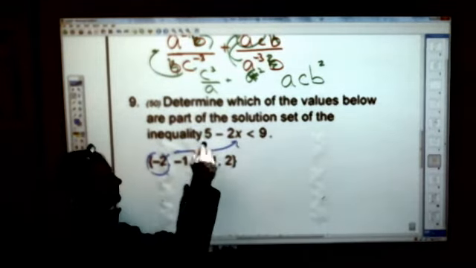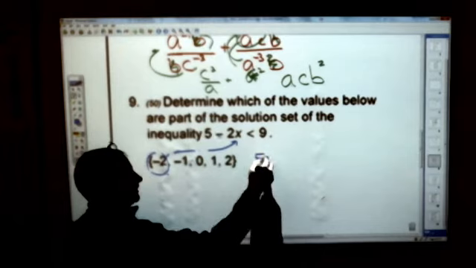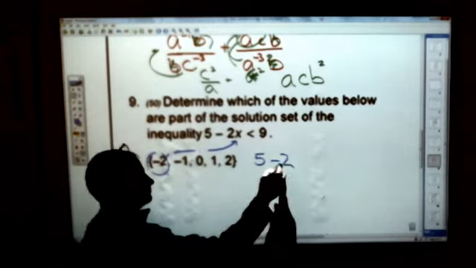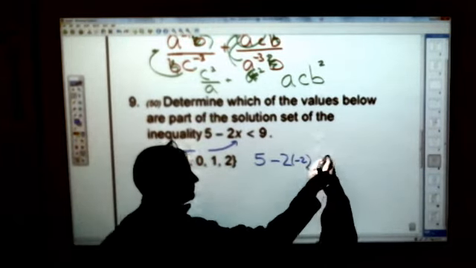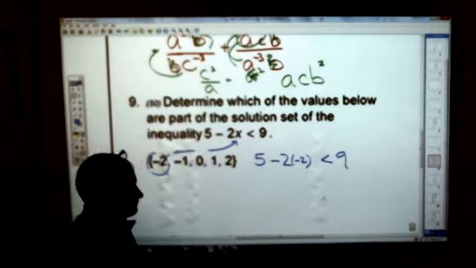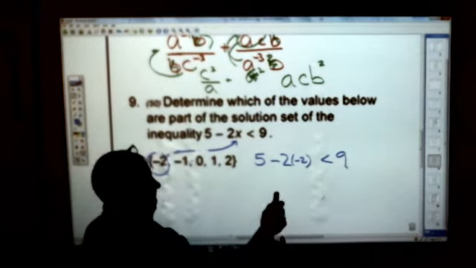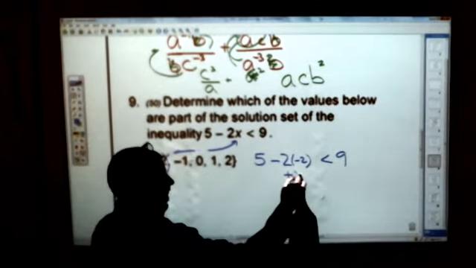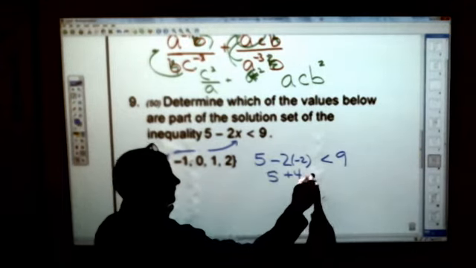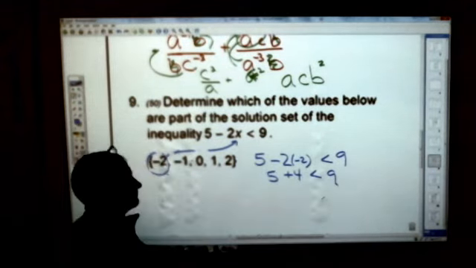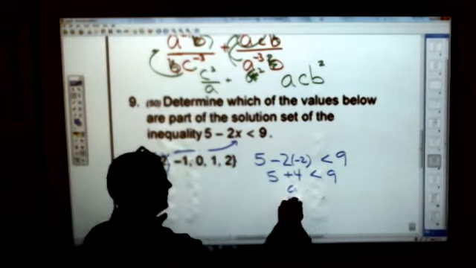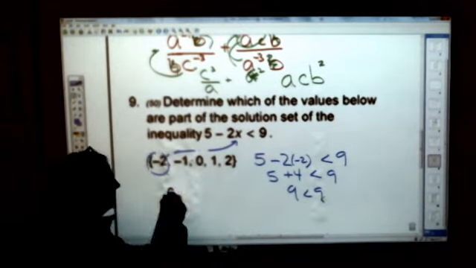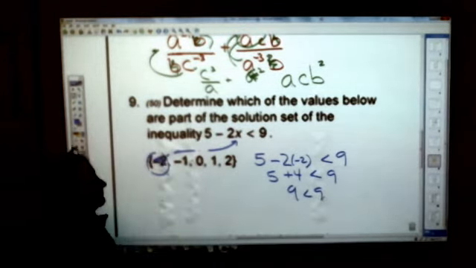Yeah. So you had 5, this 5 minus 2 times what this was, which was -2. Was that less than 9? Did that work out? What is -2 times -2? Plus 4, right? And is 5 plus 4 less than 9? Is 9 less than 9? No. So this doesn't work, so you can't have that.